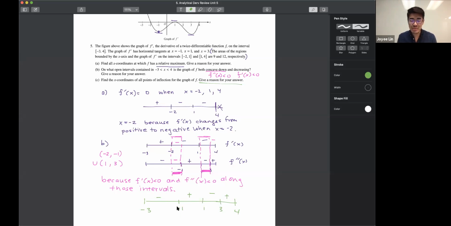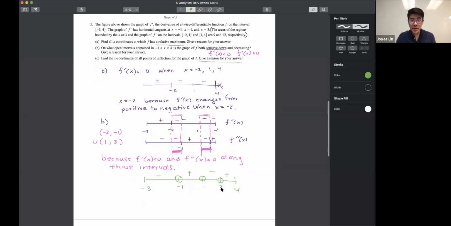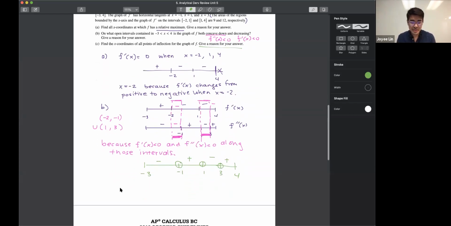So every time there's a change, here there's a change, here there's a change, and here there's a change. So we have -1, 1, and 3, because you could say something along the lines of f double prime of x changes signs at each of those values of x.